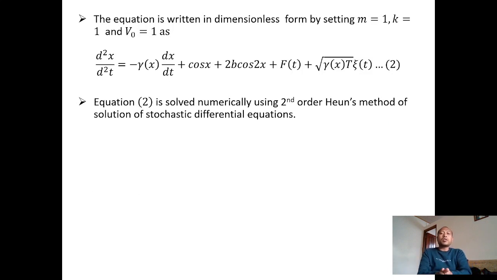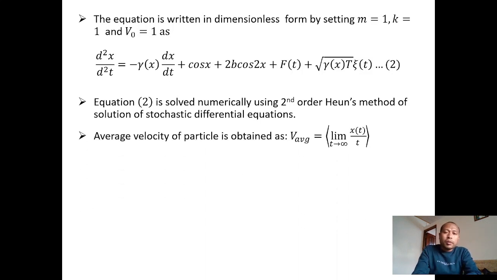This equation 2 cannot be solved analytically, particularly in the presence of external drive. So we are solving this equation 2 numerically using the second order Heun method of solution of stochastic differential equations. The Heun method is nothing but a Runge-Kutta method in the presence of a stochastic term.